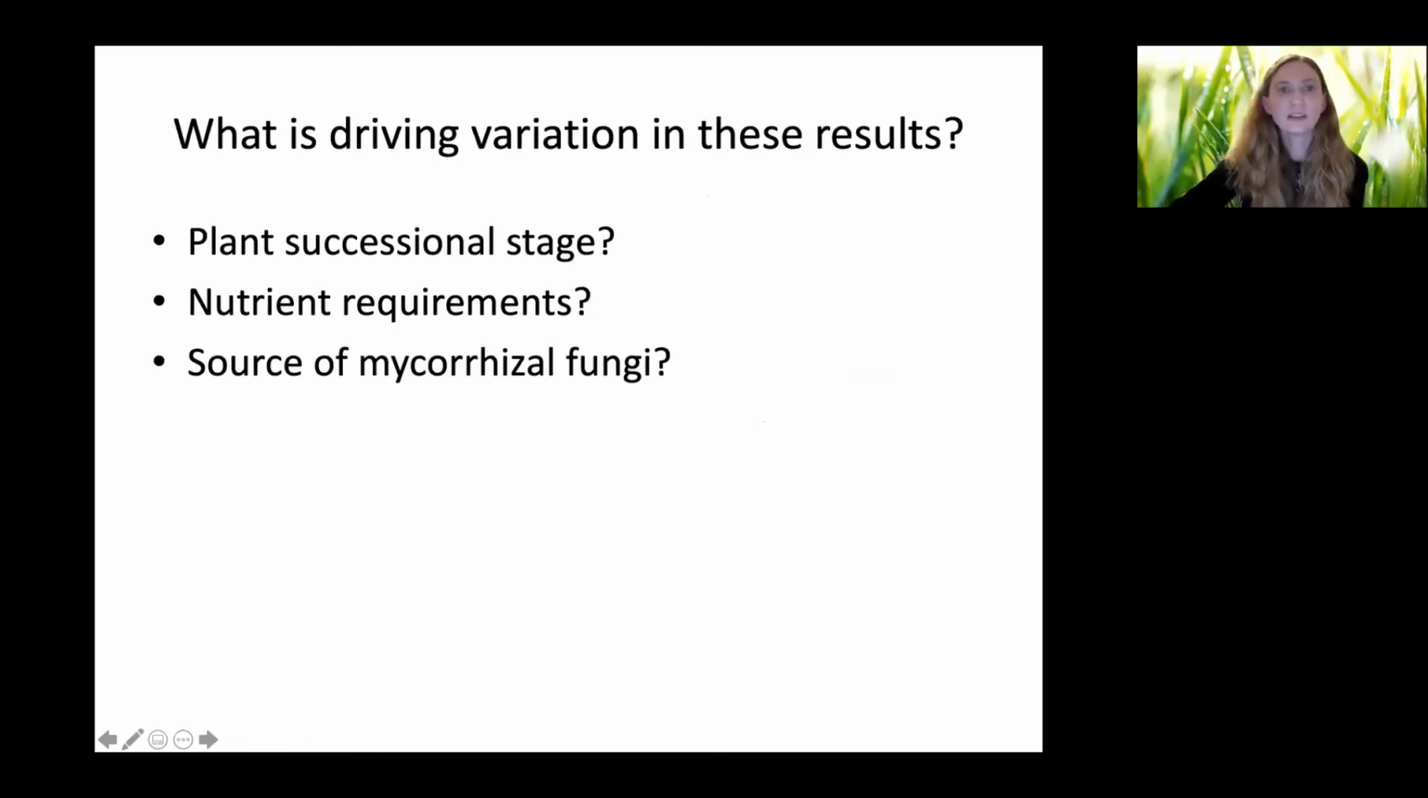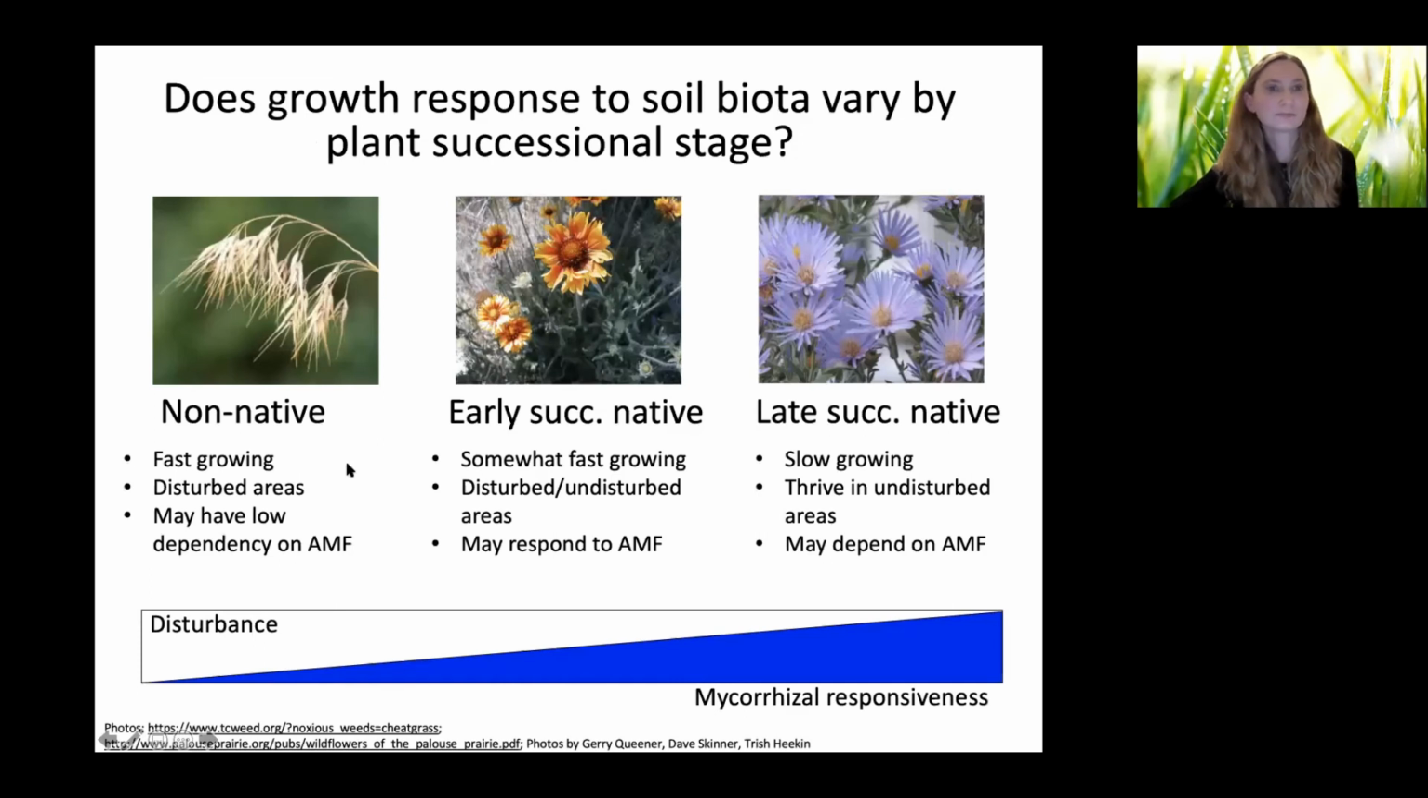So what is driving variation in these results? We have all these plant species specific responses, but it would be great to collect enough data that we could start to make predictions about which plant species might benefit the most from inoculations. Is it native plants? Is it late successional native plants? Is it a particular functional group? It's also possible that variation in nutrient requirements are driving some of this variation. And then also it's possible that the source of mycorrhizal fungi might be important for these inoculations.